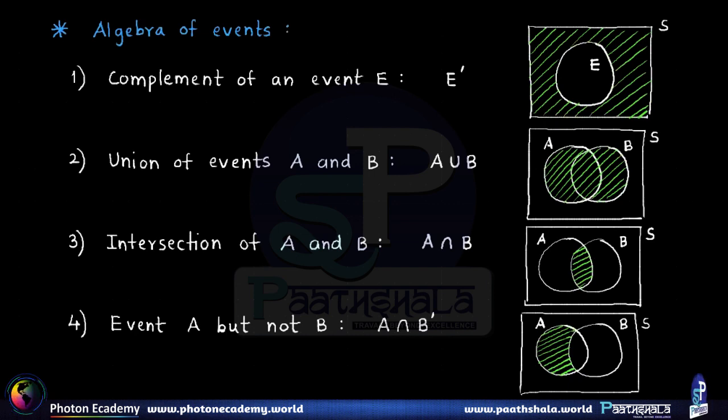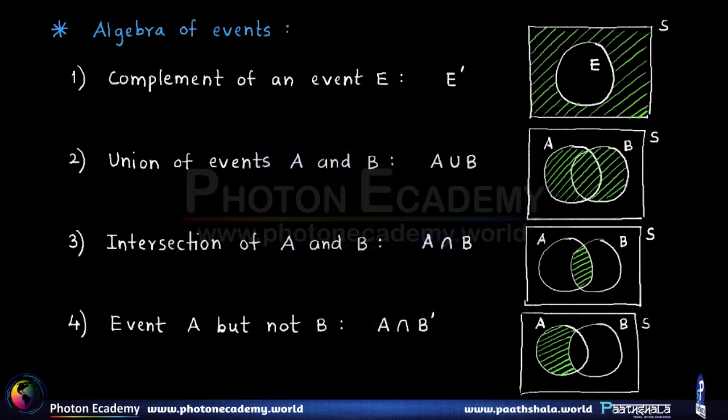Third one, we have the intersection of A and B. It is denoted by A intersection B. You see the symbol of intersection is just the inverted symbol of the union. And by intersection we mean it's the region which is common to both A and B simultaneously. So that is the common region between A and B shown on right.